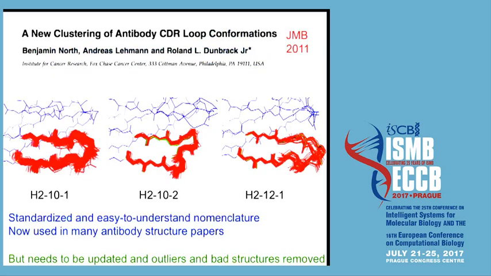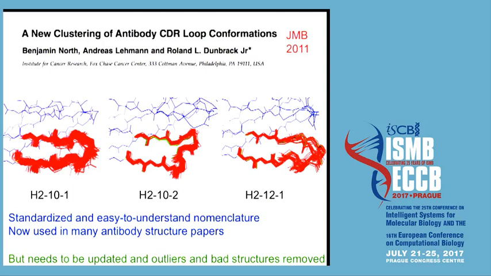So about 7 years ago, we published a clustering of the CDRs in antibodies. And this had been done by Chothia in the 1980s, but had not been done in many years, and by Thornton also, in many years. And so we had a lot more data. We thought we would redo it. And so we came up with a kind of standardized nomenclature for the CDR conformations.